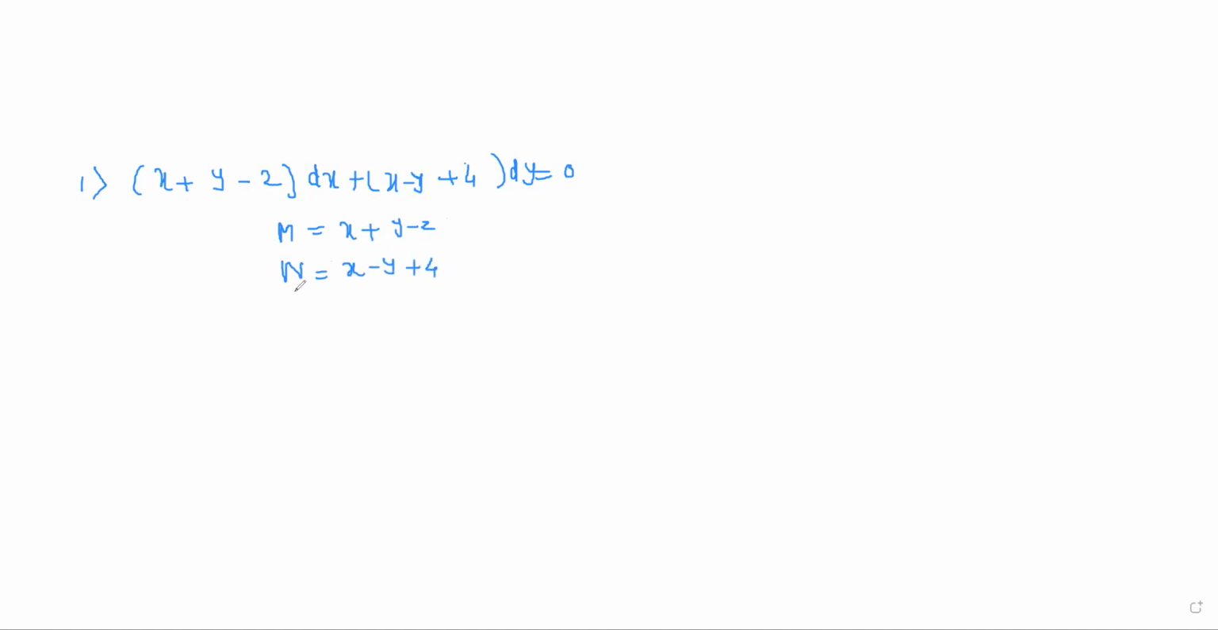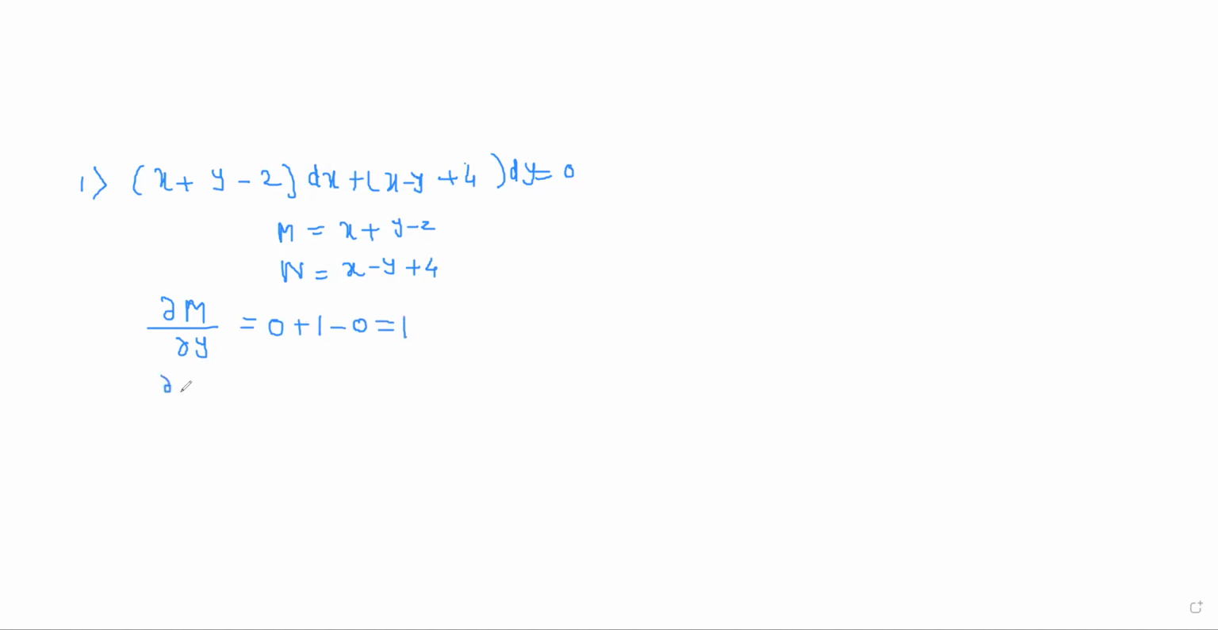So once you get these two values, how do you find whether it is exact or not? For that, you need to find out the first derivative, dou M upon dou y. We know very well that while taking a partial derivative, when you are differentiating with respect to y, you have to keep x as a constant. So this is your M, x is constant. What will be the derivative of x? 0. With respect to y, y's derivative will be 1. And as minus 2 is constant, it will be 0 again. So it is equal to 1.